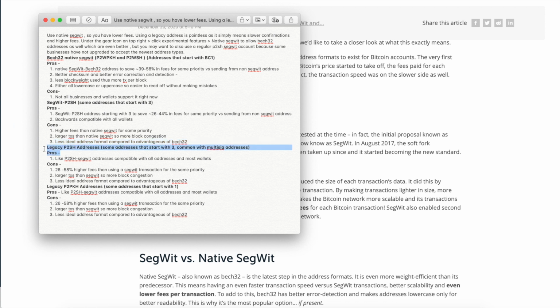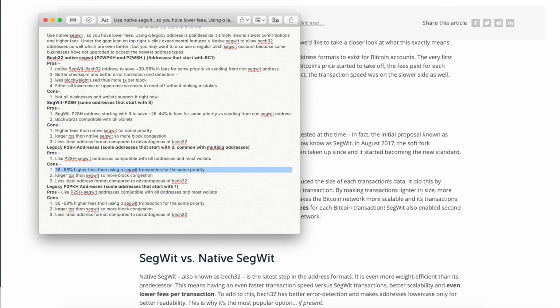Legacy: this is the original. The addresses start with a 1, compatible with all addresses and most wallets. The cons: 26 to 58% higher fees than using a SegWit transaction. So basically the whole point of the video is, if you can use a SegWit transaction, use it. If you can use a native SegWit, use it.